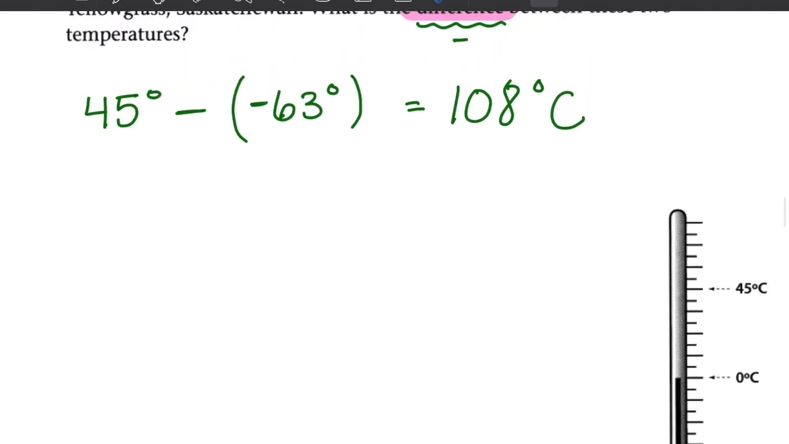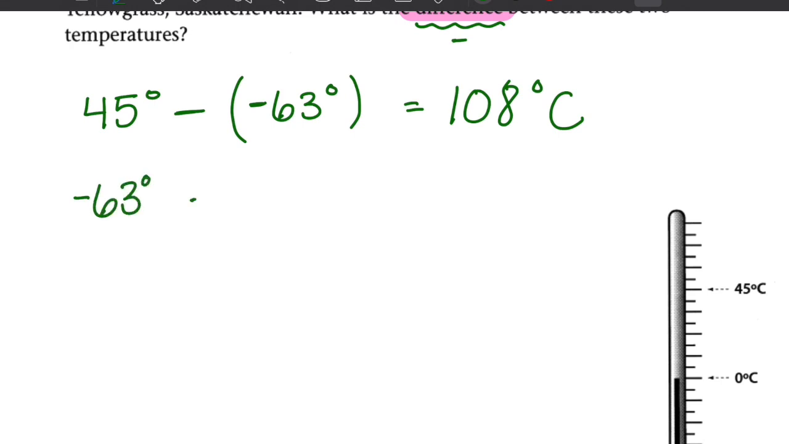Now, what if we went negative 63 degrees minus 45? What would happen? Well, our answer would be negative 108 degrees. In this particular case, when we're calculating temperature differences, I don't want you to worry too much about the sign, as long as you explain your answer correctly.